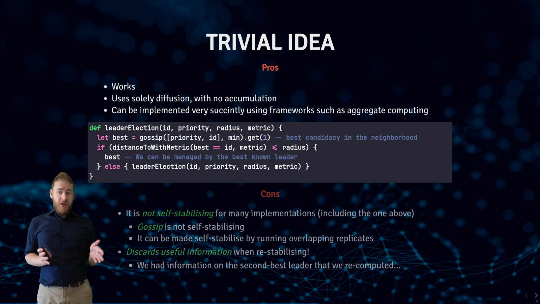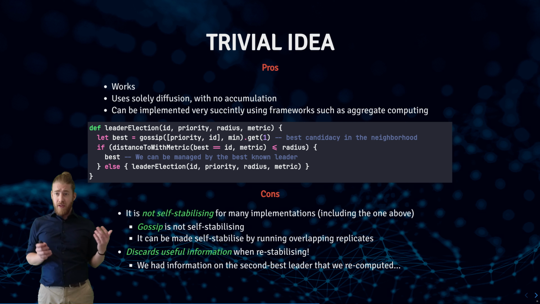But not all that glitters is gold, as the algorithm is not self-stabilizing due to the gossip not being self-stabilizing itself. And this is somewhat fixable with appropriate techniques like time replication, but they complicate the algorithm. And also, as we have seen with the running example, it discards information even when it is useful. We had to rebuild the second partition, the one led by node 28, that looked pretty okay up front.